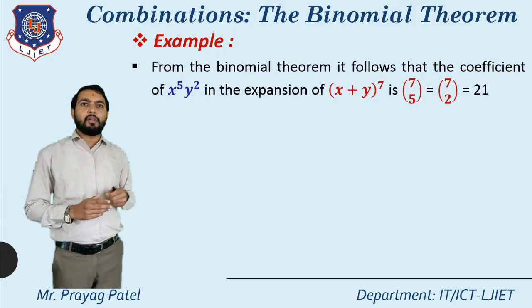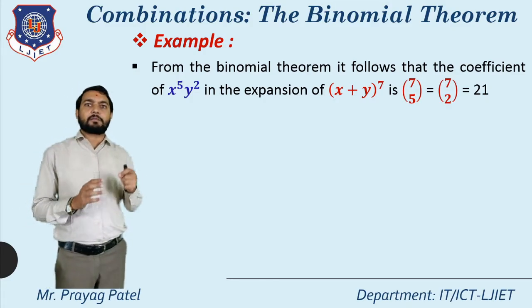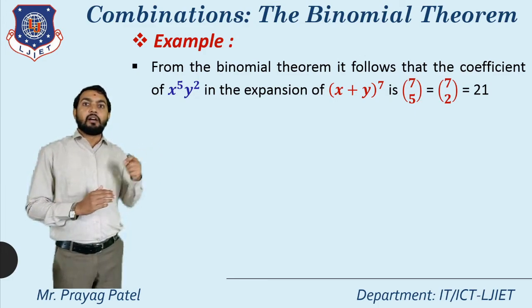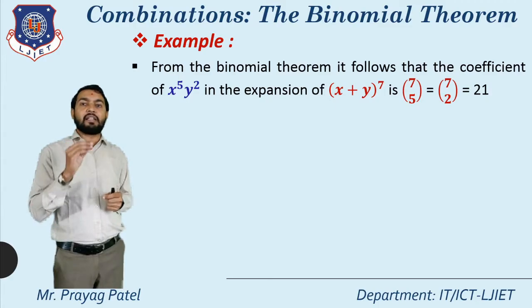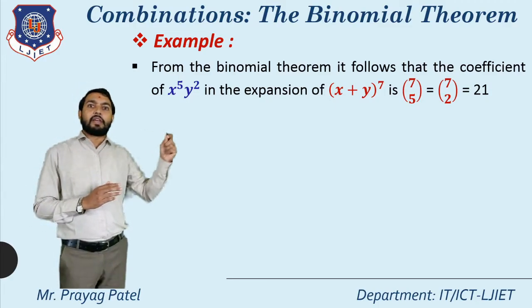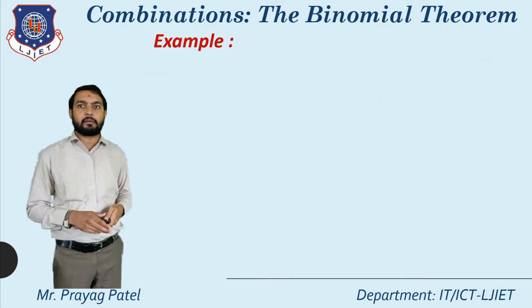From the binomial theorem, find the coefficient of x raised to 5 y raised to 2. In expression form we can write (x plus y) raised to 7, because 5 plus 2 is equal to 7. So how many ways are there of writing this? 7C5, which is equal to 7C2, is equal to 21. So there are 21 different ways possible for that.